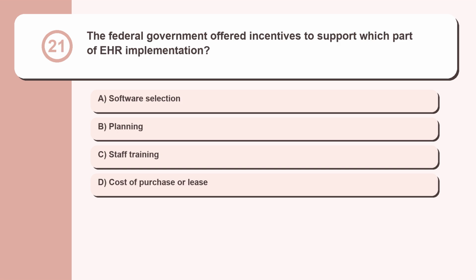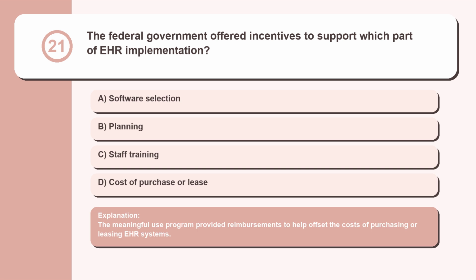Question 21. The federal government offered incentives to support which part of AIR implementation? Here are your options. Option A. Software selection. Option B. Planning. Option C. Staff training. Option D. Cost of purchase or lease. Explanation. The Meaningful Use program provided reimbursements to help offset the costs of purchasing or leasing AIR systems.